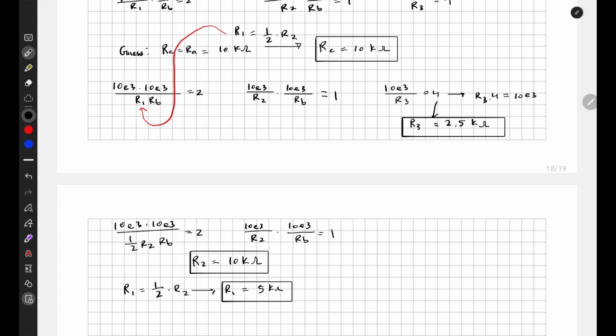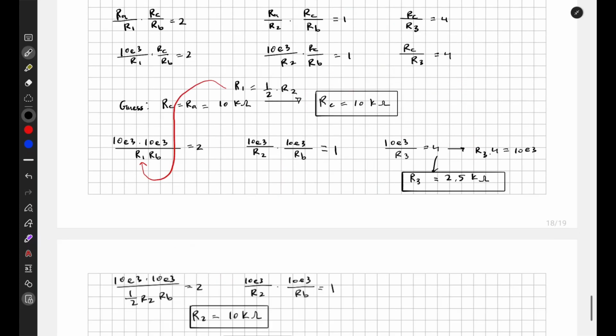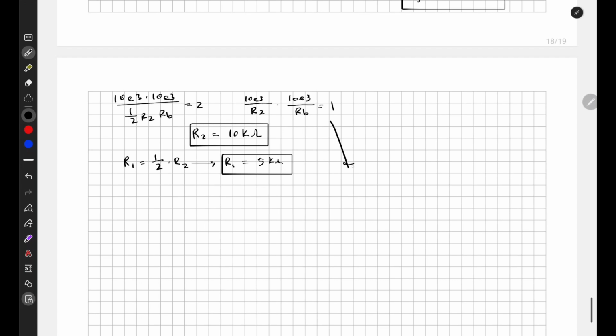Okay, so there's just one more thing we have not solved yet, I think. We have R1, we have R2, R3, and we have RC and RA. One more thing we have not solved is RB. So just plug in everything that's remaining here. So it's 10 kiloohms divided by R2, which is 10 kiloohms. They just cancel as we talked about just now. Times 10 kiloohms divided by RB is equal to 1. So this cancels. RB is equal to 10 kiloohms.